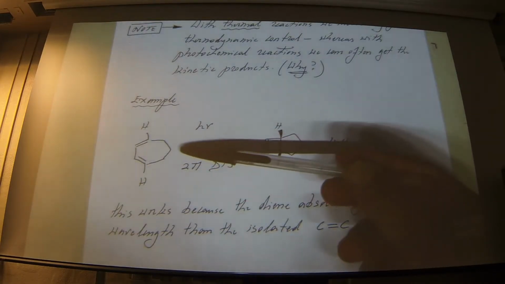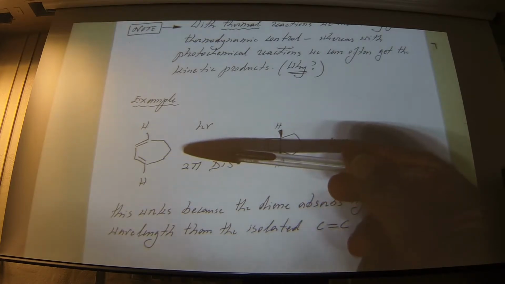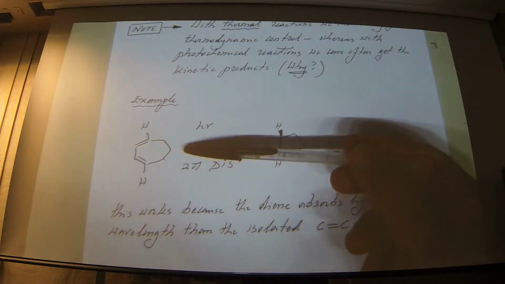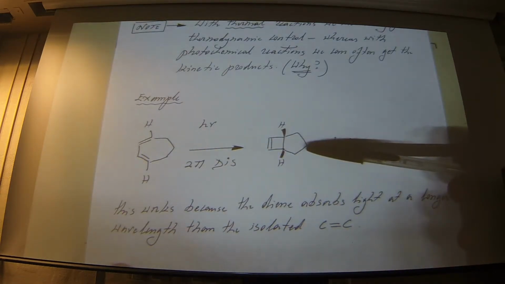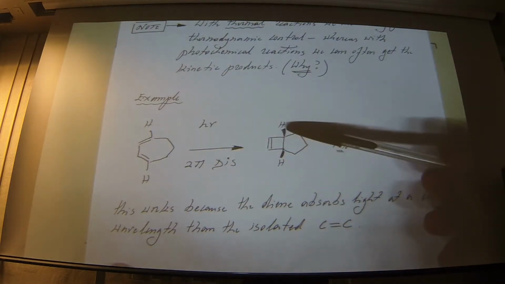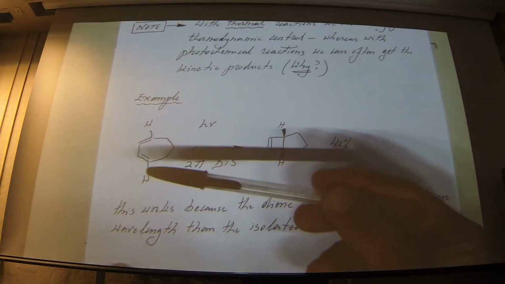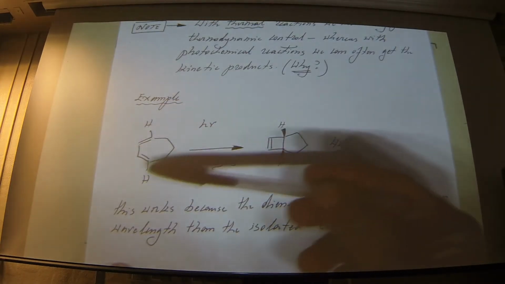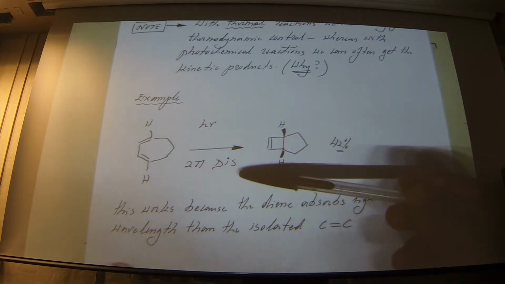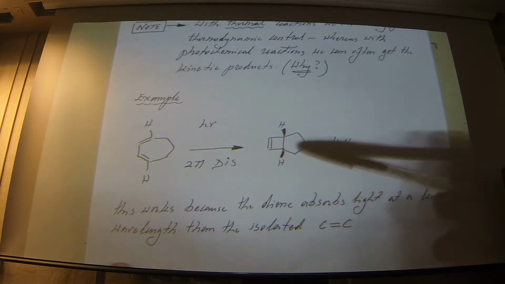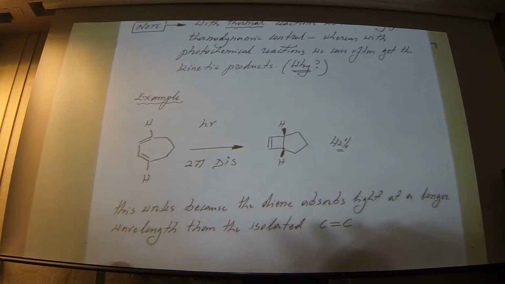Okay, so imagine looking at it down this way. So your eye is where the pen cap is. To get this kind of geometry, on the top side, it's going to have to swing that way. So that's going to be counterclockwise here. It's going to be clockwise. But in any case, it's disrotatory. And you get 42% as it turns out of this compound.